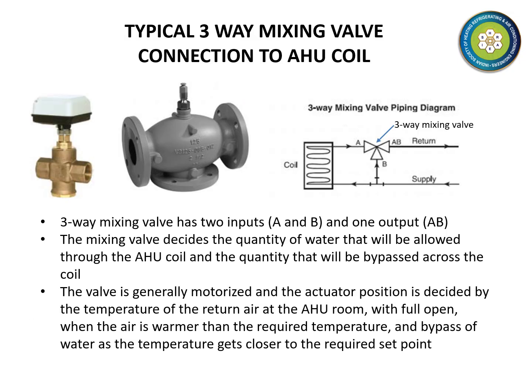The three-way mixing valve piping diagram is shown on this slide. The valve is usually motorized. Its actuator position is decided by the temperature of the return air at the AHU room. Full open when the air is warmer than the required temperature, and more bypass of water as the temperature gets closer to the set point.